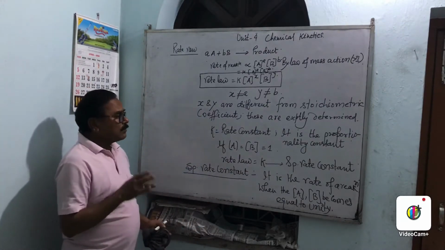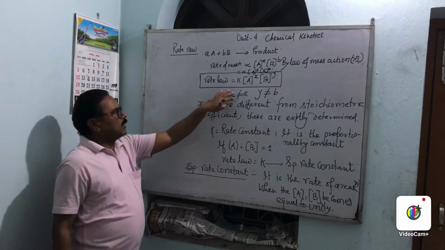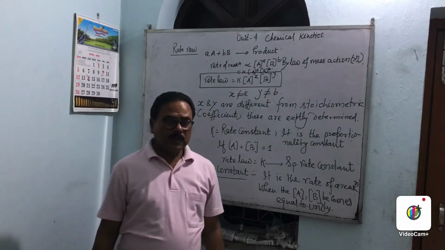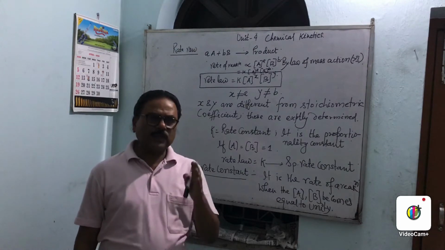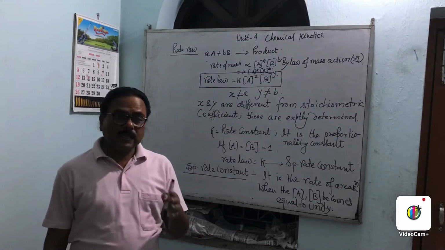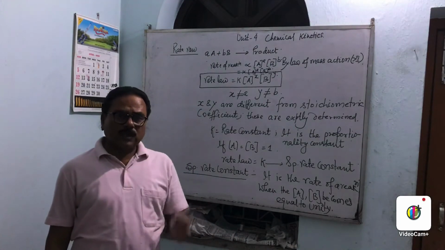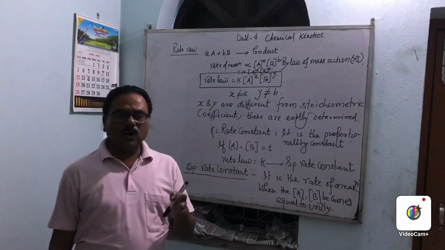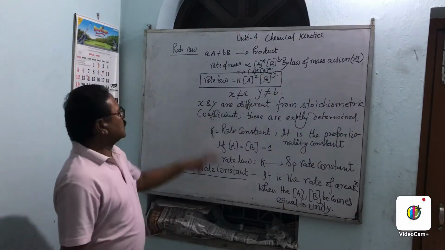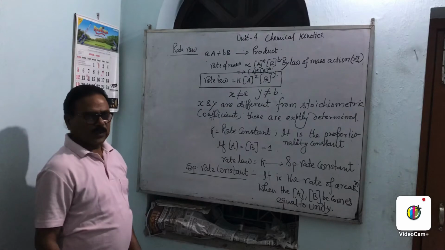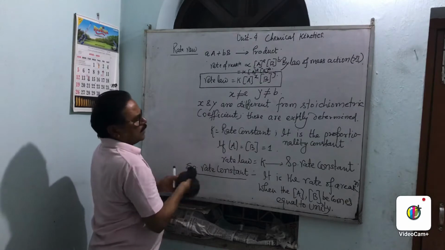Now we come to the definition of the rate law. The rate law is the mathematical expression of a reaction that gives the true rate of a reaction in terms of the concentrations of the reactants, each raised to some power that may or may not be equal to the stoichiometric coefficient of the reaction. So this is the rate law of a reaction. Again I repeat it, the rate law is the mathematical expression.